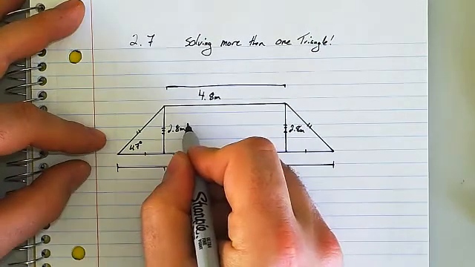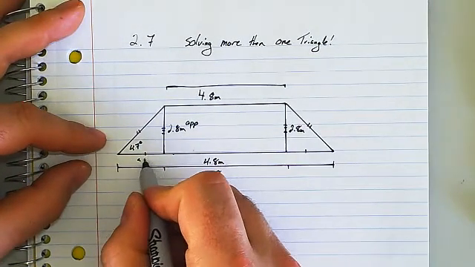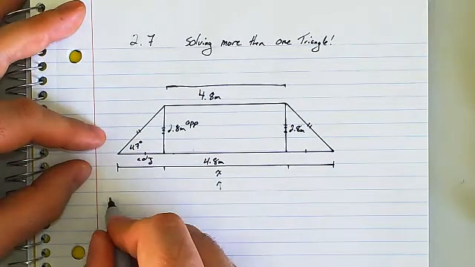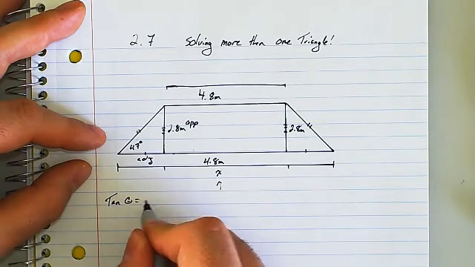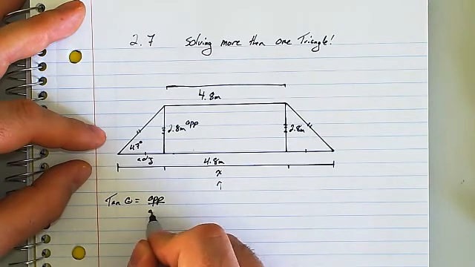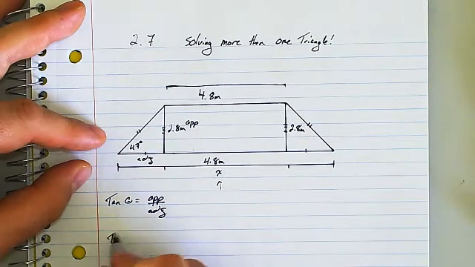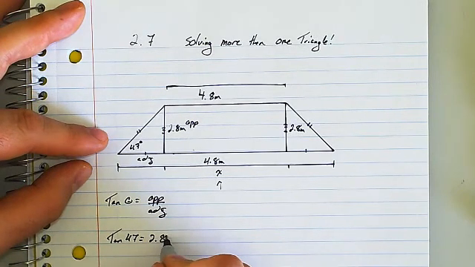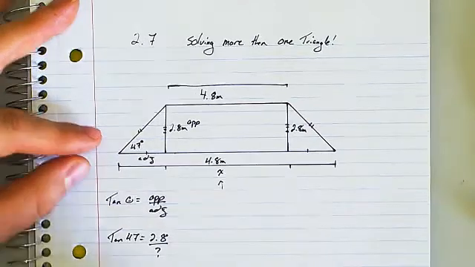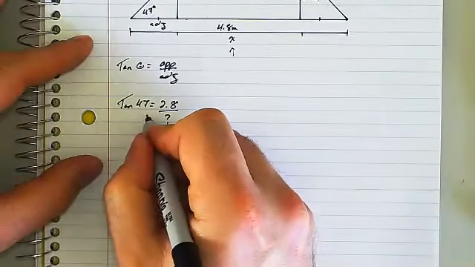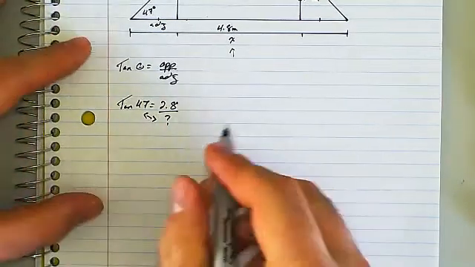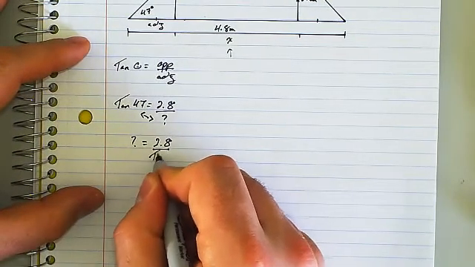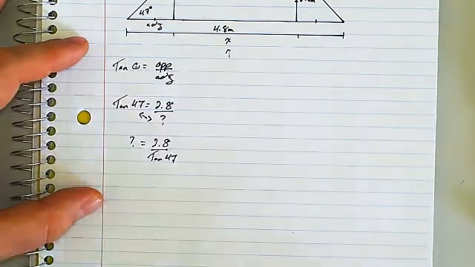So again, if I label this triangle, this is the opposite. I'm trying to find the adjacent. This is technically the hypotenuse, but it doesn't really matter. Opposite and adjacent, we know that's tan. So tan theta equals opposite over adjacent. So tan of 47 equals 2.8 divided by our unknown. Again, unknown is on the bottom. It's safe to switch these. So we're going to have our unknown is equal to 2.8 divided by tan of 47.